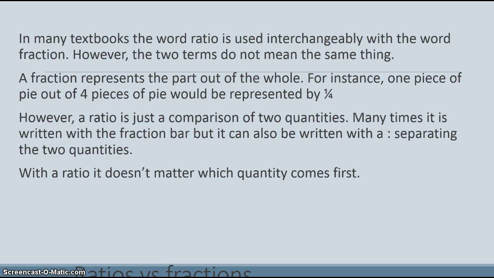So in many textbooks, the word ratio is used interchangeably with the word fraction. However, the two terms do not mean the same thing. A fraction represents a part out of the whole. For instance, one piece of pie out of 4 pieces of pie would be represented by 1/4, or 1 over 4. However, a ratio is just a comparison of two quantities. Many times it is written with the fraction bar, but it can also be written with a colon separating the two quantities. With a ratio, it doesn't matter which quantity comes first.